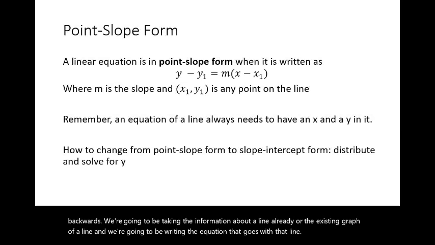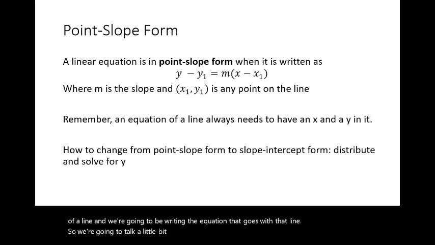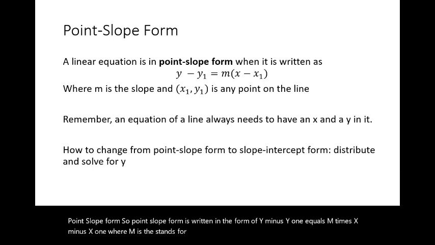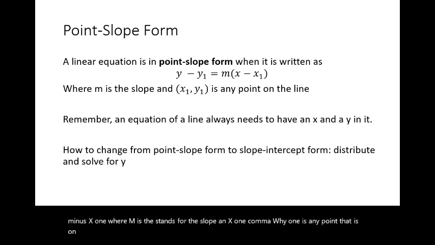So we're going to talk a little bit more about that third form of the equation of the line called point-slope form. Point-slope form is written in the form of y minus y1 equals m times x minus x1, where m stands for the slope, and x1 comma y1 is any point that is on the line. And I want to emphasize that this is any point. So the x1 is the x-coordinate of a point, and y1 is the y-coordinate of a point, as long as it is on that line.